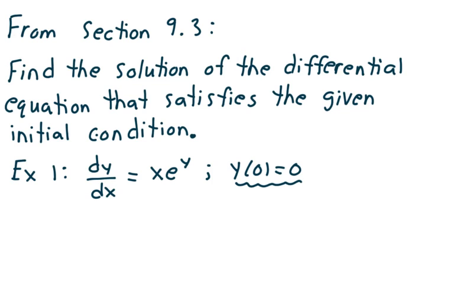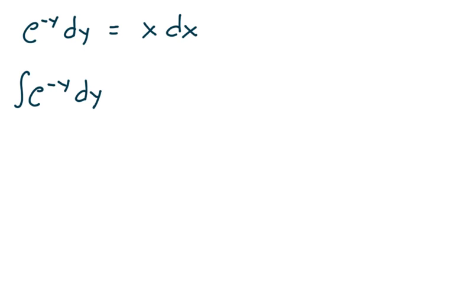So I'm going to collect the y's together and collect the x's together. And so I'm going to rewrite this as 1 over e to the y dy is the same as x dx. And so e to the negative y dy is the same as x dx, right? 1 over e to the y is the same as e to the negative y. Now let's integrate both sides. And so we get the integral of e to the negative y dy is the same as the integral of x dx.